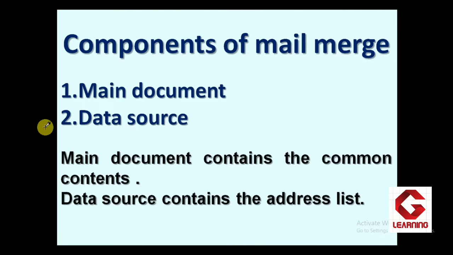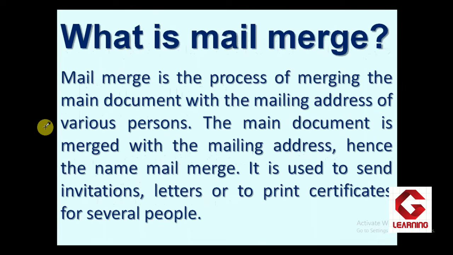Considering again the previous example of the company, when that company is going to inform 1000 customers about the newly launched product, the details of the newly launched product will come in the main document component, and one table will be created in which the address details of all the customers will be recorded, and that will come in the data source category. So in this way mail merge has two components, one is the main document and the second one is the data source.